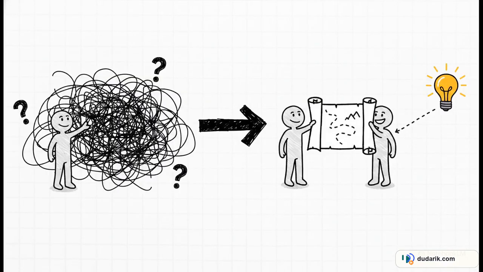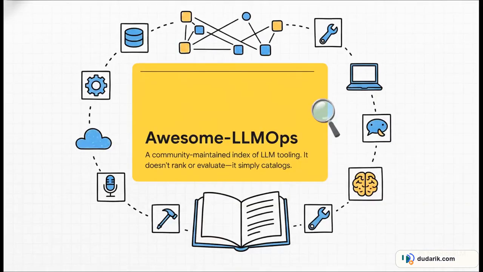But what if you didn't have to just wander around lost in this crazy fragmented landscape? What if you had a map? You know, a real guide that could give you the lay of the land, showing you the big continents of tooling and all the key cities inside them. Well, that map, it exists. It's the Awesome-LLMOps repository on GitHub.